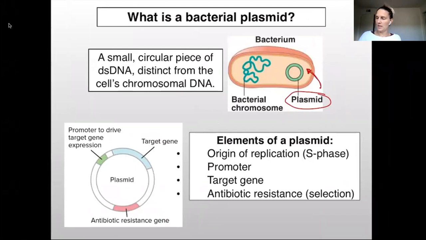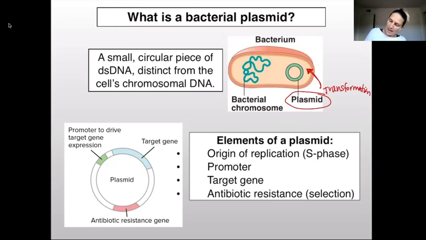Bacteria often use these plasmids to help them gain some sort of selective advantage, right? So they can pick up DNA from their environment. Remember that? Do you remember what that's called when bacteria pick up DNA from their environment? It's called transformation, right?